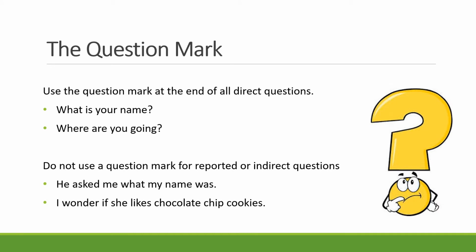The next punctuation mark we'll look at is the question mark. And as the name suggests, the question mark is what we use at the end of all direct questions. So examples of direct questions would be questions that are specific. What is your name? I am asking you specifically, what is your name? Question mark. Where are you going? This is another direct question that one person is asking another.